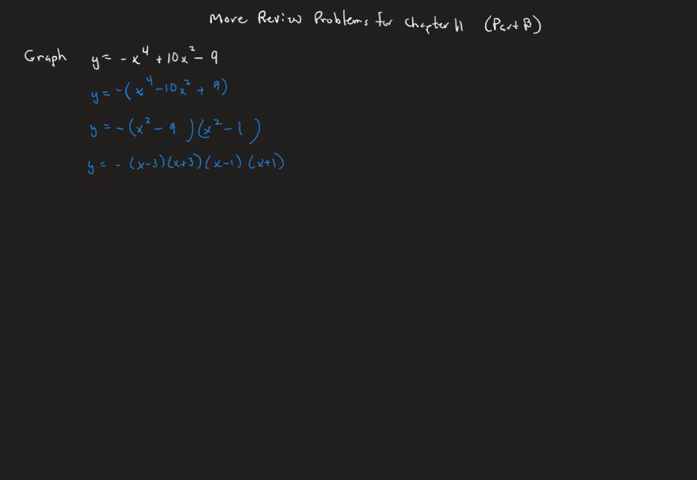So now we're ready to draw our graph, and since it's factored, we can tell what the zeros are going to be. We're going to get positive 3, negative 3, positive 1, negative 1. So here's the negative 3. There's the negative 1, the positive 1, and the positive 3. Now we need to know the left-end behavior. We could use the factored form, and we can also, because we have the original multiplied out, it might be easier to use the leading coefficient test.